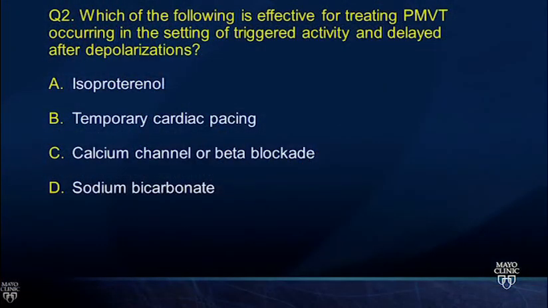Got it. All right. Question number 2 is, which of the following is effective for treatment of polymorphic VT occurring in the setting of triggered activity and delayed afterdepolarization? Isoproterenol, temporary pacing, calcium channel blocker or beta blocker, or sodium bicarb?